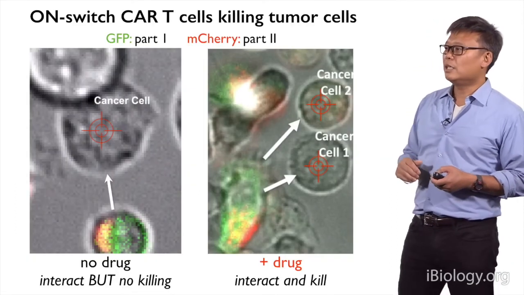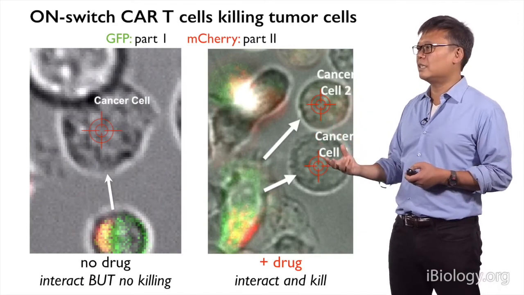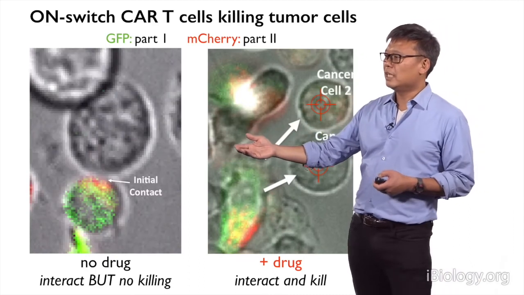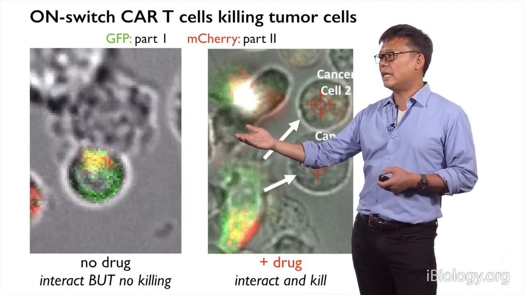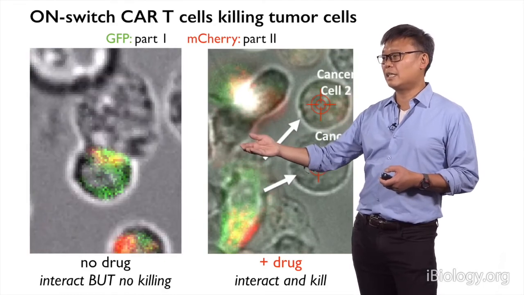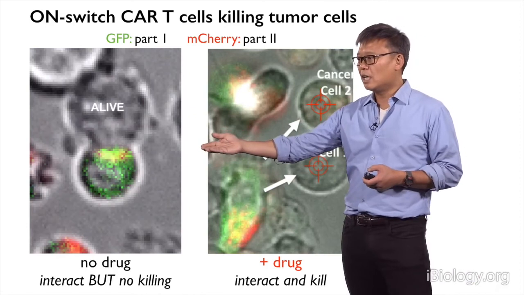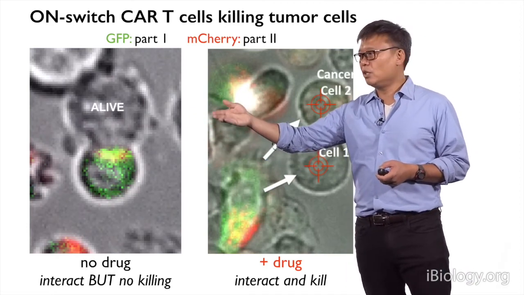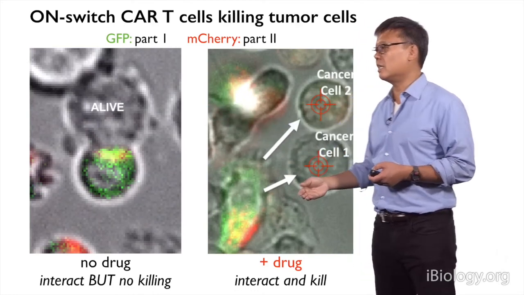What's shown here now is time-lapse microscopy of these switchable CAR T cells attacking tumor cells. So what you see here in the first movie is the T cells are shown in color, and this is one recognizing a cognate tumor cell with the correct antigen. But this isn't the case without drug, and so you see that they interact, but over the course of this 30-minute movie, they don't actually kill that target cell.